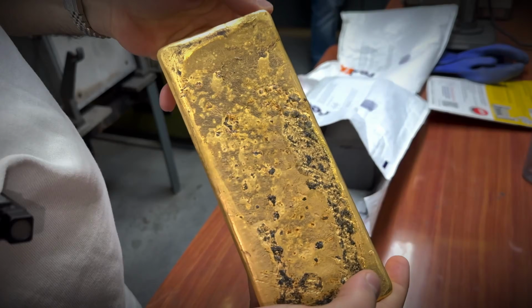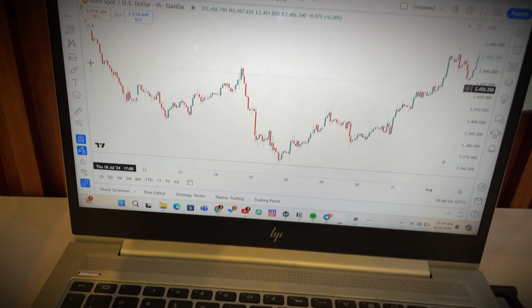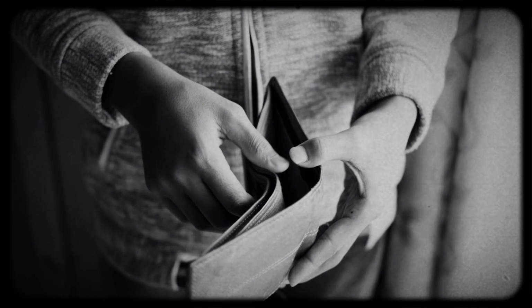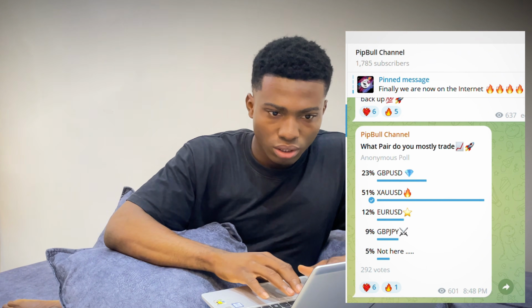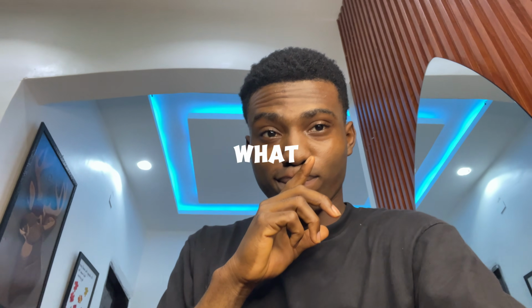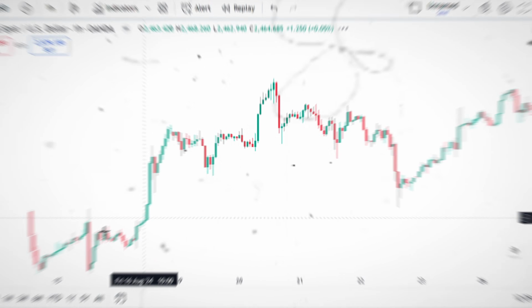Gold, one of the most precious metals that has ever existed on earth. Now, gold on the charts is very volatile. This means it can make you a stupid amount of money, and if you're not careful, it can make you broke. But for some reason, this happens to be the most traded pair amongst traders. So I imagined, what if I create a strategy solely for gold, and by the end of it, try to flip an account with it?